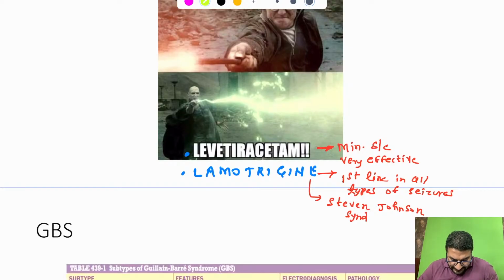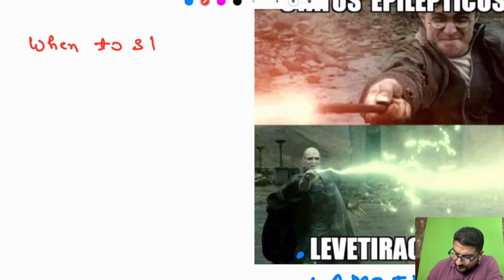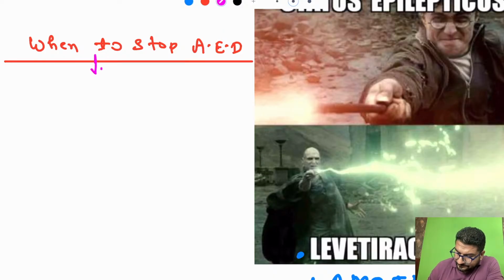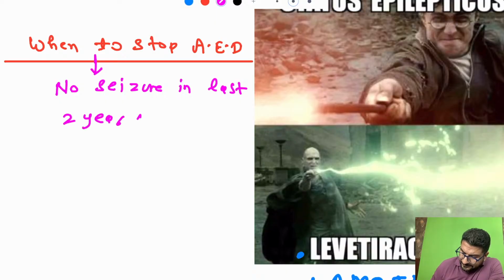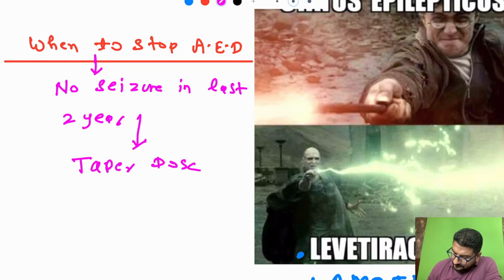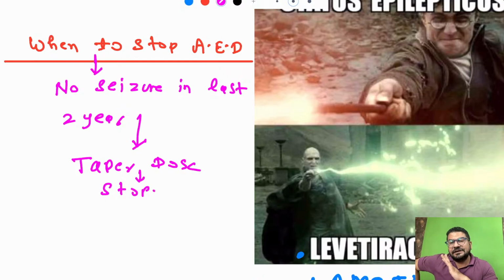Now understand what else they ask you in exam. From the seizure topic they ask you questions based on drugs. तो एक क्वेश्चन पूछते हैं, when to stop anti-epileptic drug. तो आप एंटी-एपिलेप्टिक ड्रग को कब बंद करोगे? सपोज देयर इज नो सीजर इन लास्ट 2 ईयर. अगर पिछले 2 साल से कोई सीजर नहीं आया, देन व्हाट वी डू, टैपर द डोज एंड स्टॉप. पहले आप डोज को कम करोगे तब बंद करोगे. डू नॉट स्टॉप दिस एंटीएपिलेप्टिक ड्रग ऑल ऑफ अ सडन. पहले डोज को टैपर करो फिर बंद करो.